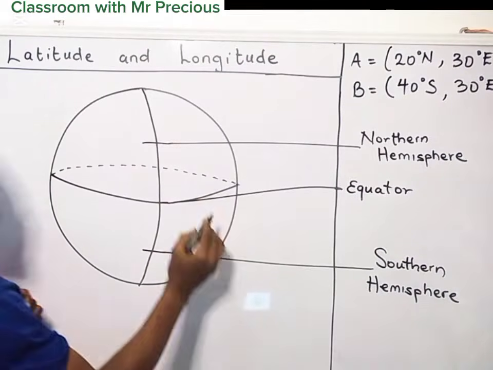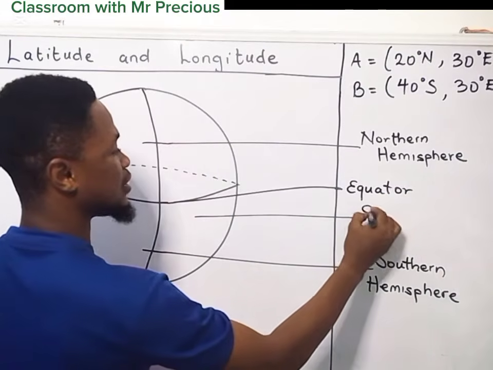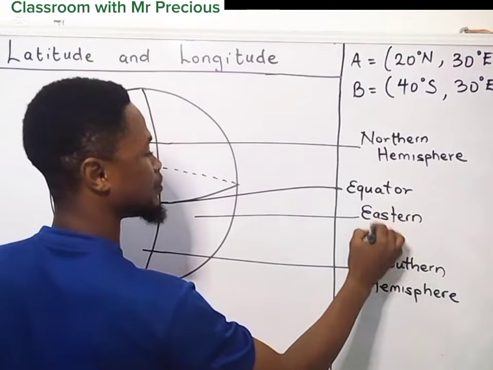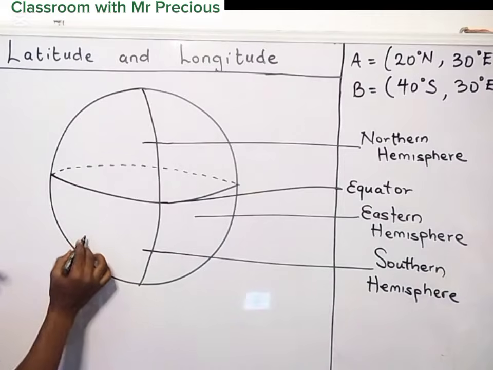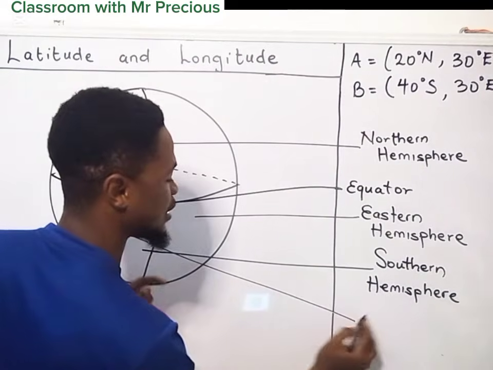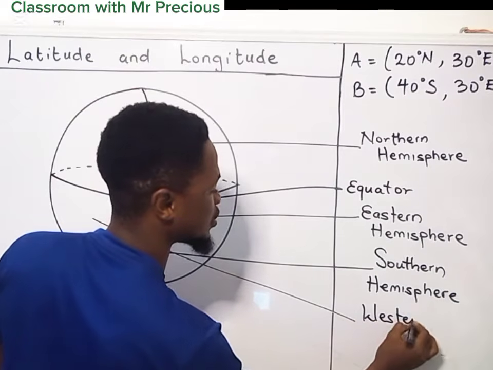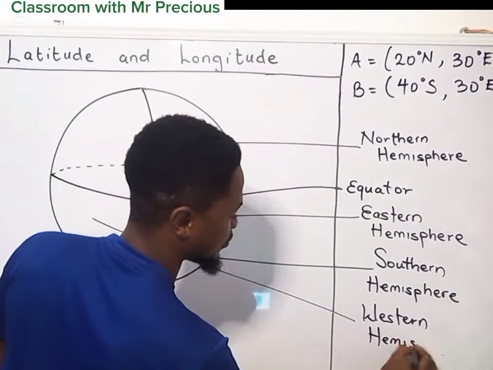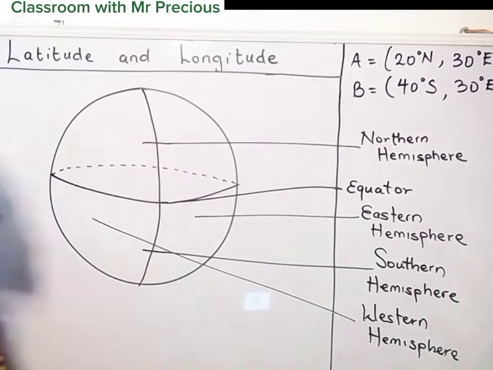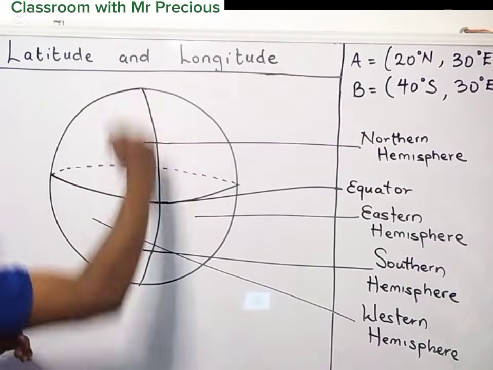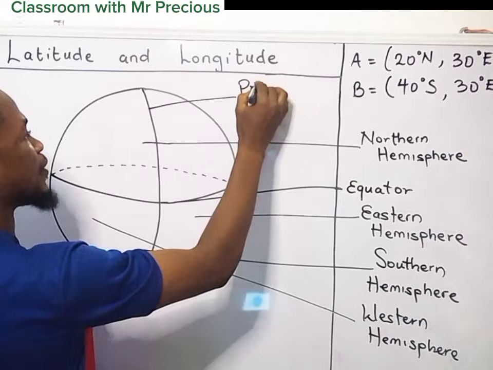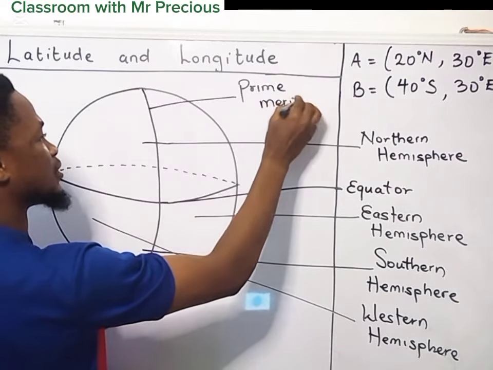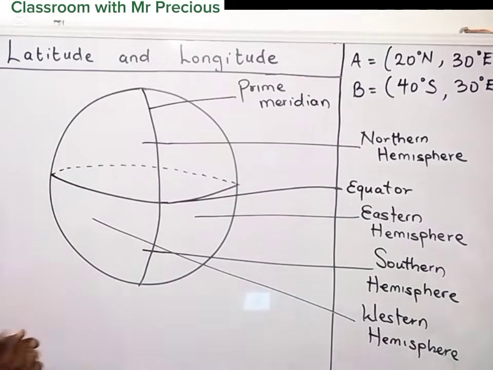This left hand side, we know it as the eastern hemisphere, and this other side is known as the western hemisphere. So you can see that the equator divides the Earth into north and south, while this line, called the prime meridian, divides the Earth into east and west.